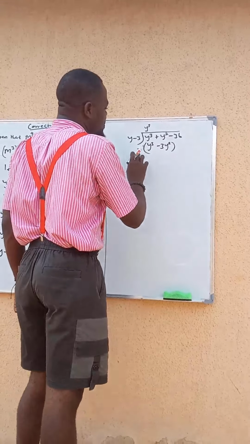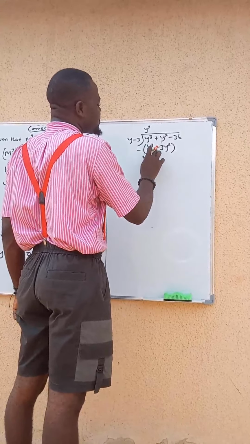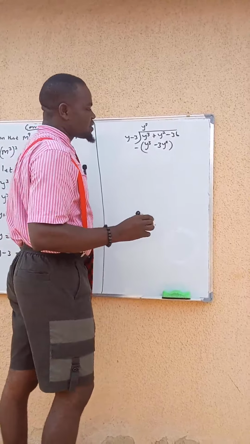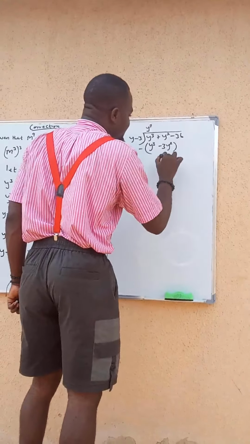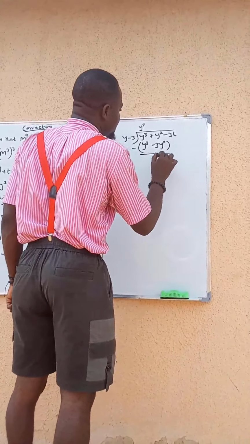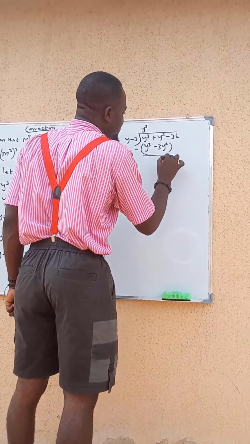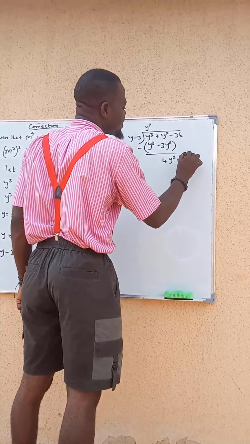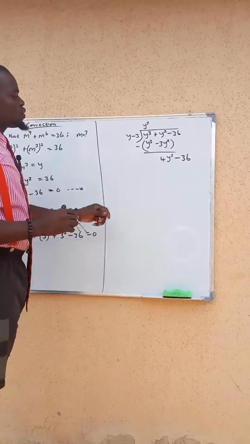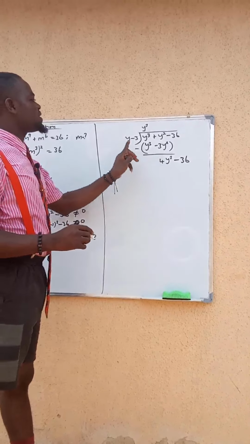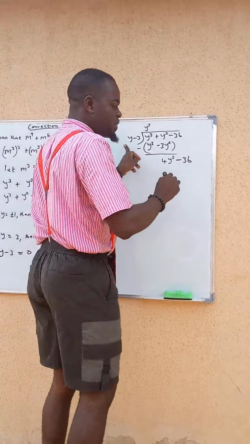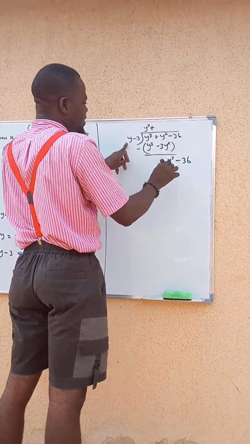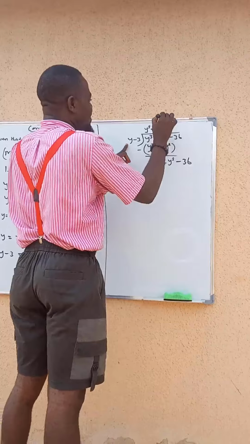That line is gone. Minus times minus will give me plus 3y squared, plus y squared, which will give me plus 4y squared. So if I do this, it will now give me 4y squared. Then I'll bring down the minus 36. So you see, it uses the same method. 4y squared divided by y will give me plus 4y.